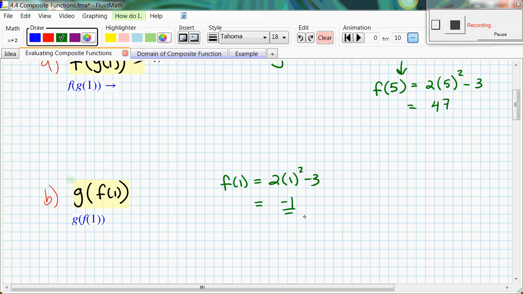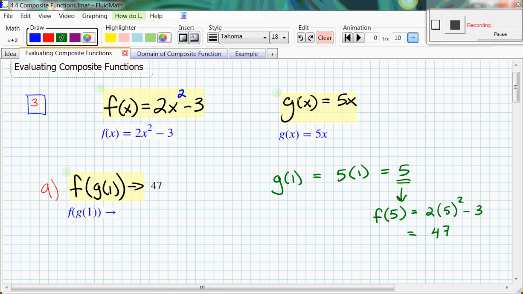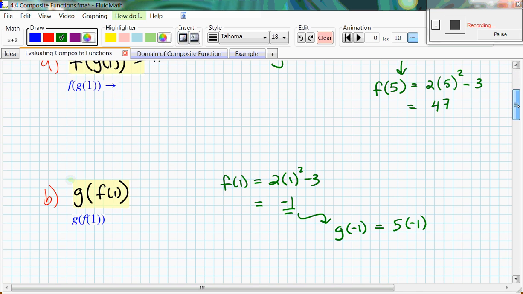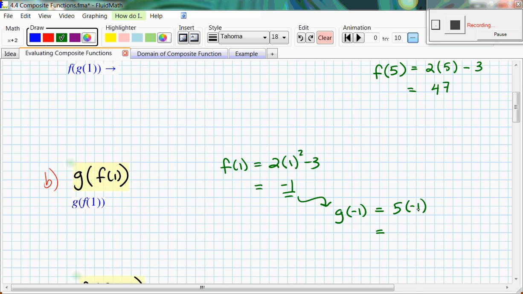Great. Then I take negative 1 and I plug that into the g function. So g of negative 1 is equal to 5 times negative 1. And again, I'm just getting that from up here, where I defined g of x. So that looks like a value of 5 times negative 1, which is negative 5. So for me, g of f of 1 is negative 5. Let's just check that to make sure. And oh my gosh, they got the same thing we did.